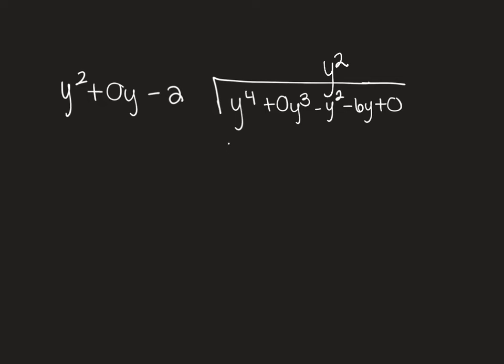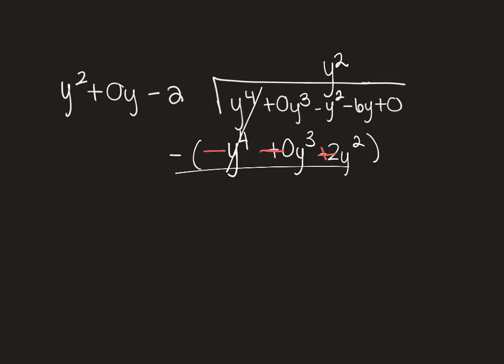Y squared times y squared is y to the fourth. Y squared times nothing is 0y cubed. Y squared times negative 2 is negative 2y squared. You're going to subtract the whole thing. The signs are going to change to minus, minus, and a plus. The first ones cancel out. The next ones cancel out. Negative y squared plus 2y squared makes a y squared. You can drop down your 6y.